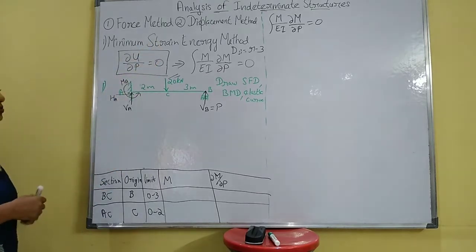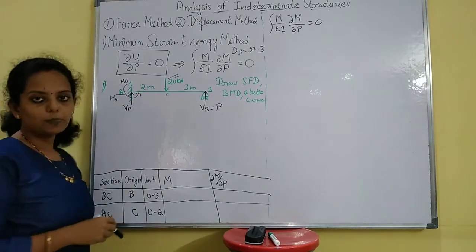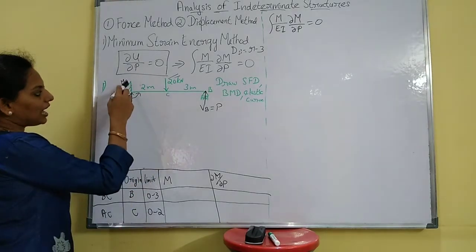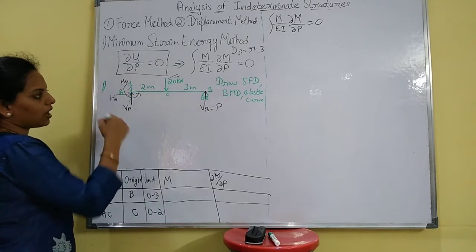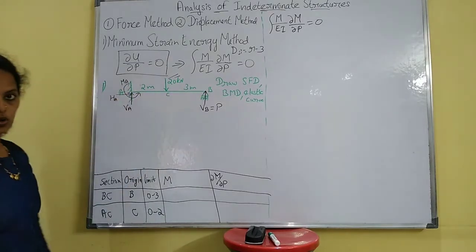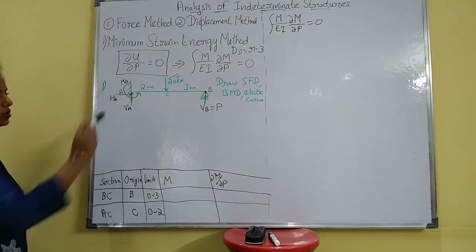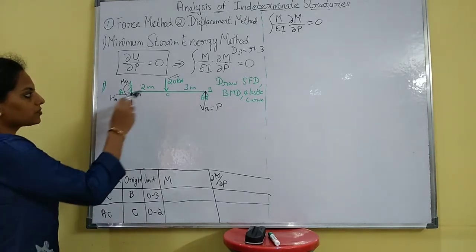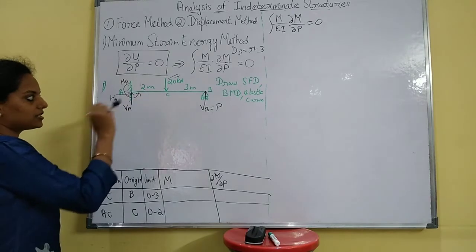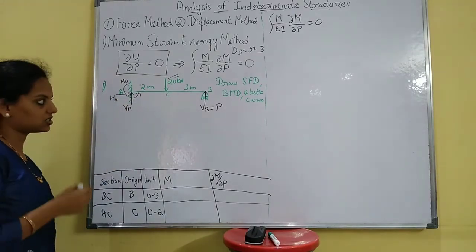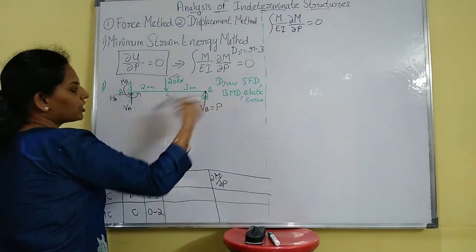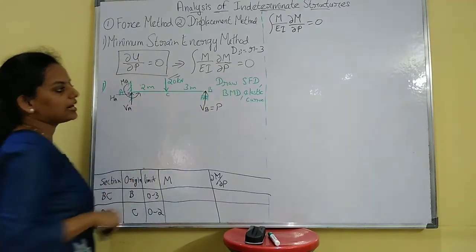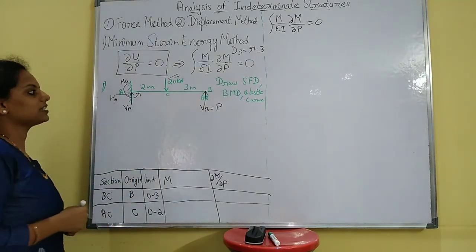So this is your first problem. This is a propped cantilever beam. A propped cantilever beam has a fixed support on one side and a roller support on the other side. A 20 kilonewton load is given at point C, with 2 meters and 3 meters as the distances. Now you have to find the SFD, BMD and elastic curve, that is, analyze the indeterminate structure.